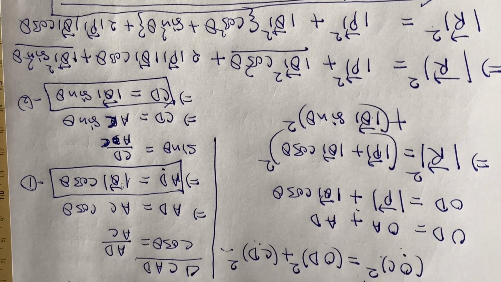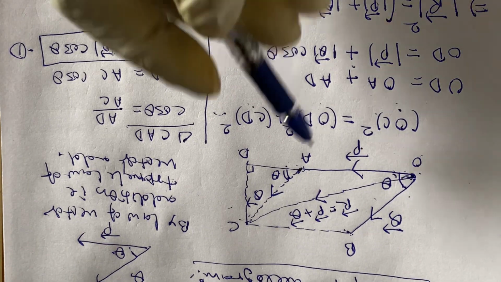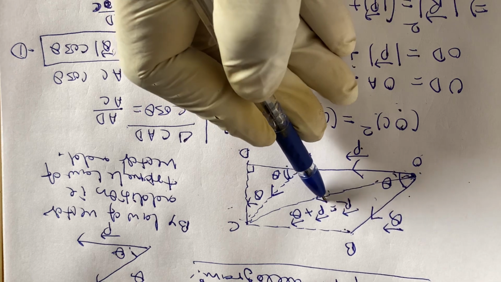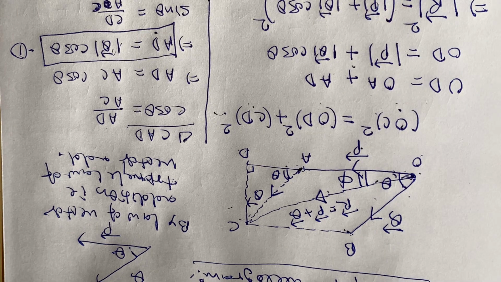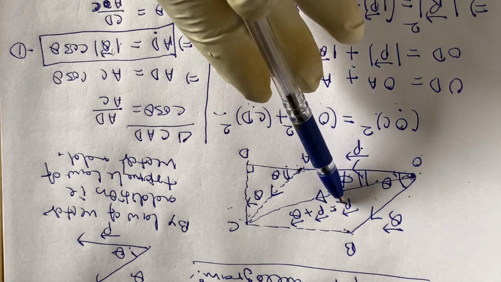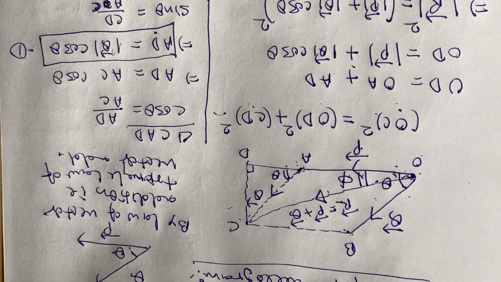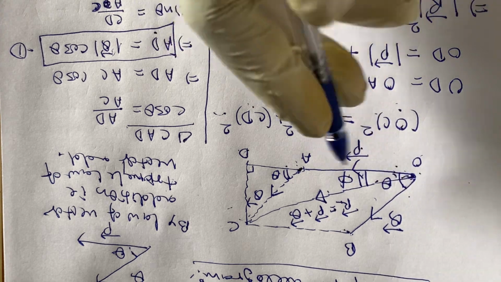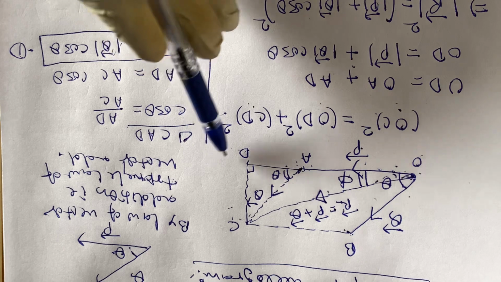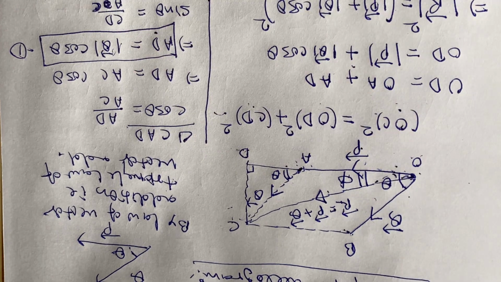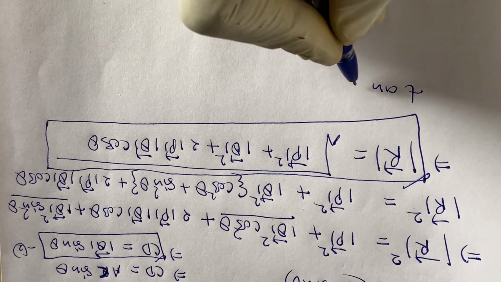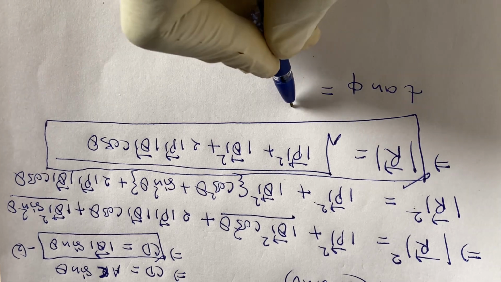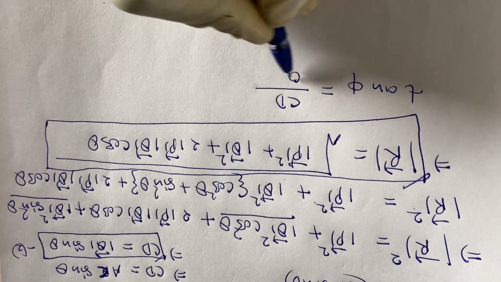Suppose now we want the angle the resultant vector makes with vector P. Let's call this angle phi, and we wish to calculate the angle phi. What is phi? It's the angle the resultant vector makes with the vector P. So you can see in the diagram that tan phi equals CD upon OD. Using the resultant, tan phi is CD over OD.